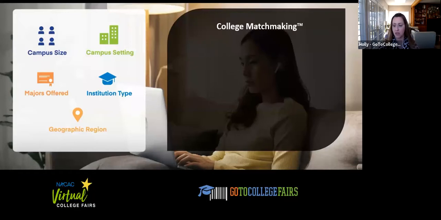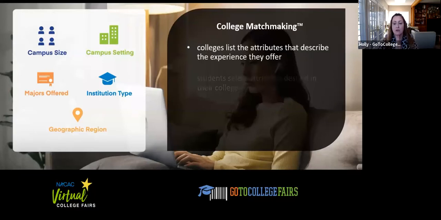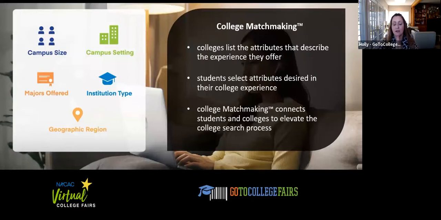So matchmaking is very simple. First, as Greg described, colleges list the attributes that are true about their campus. So this is my campus size. This is my campus setting, suburban, rural, et cetera. These are the majors I offer. This is my institution type. And so you're reporting as a college what's true about your campus.